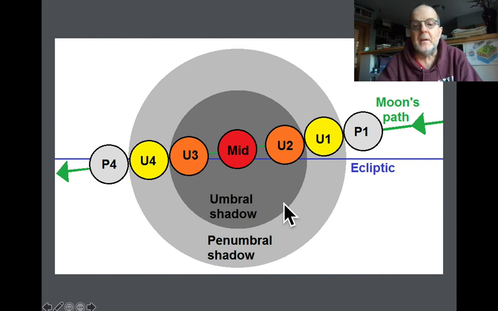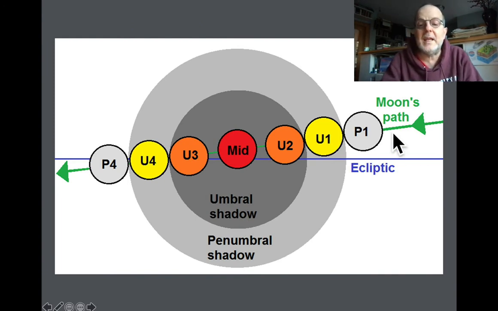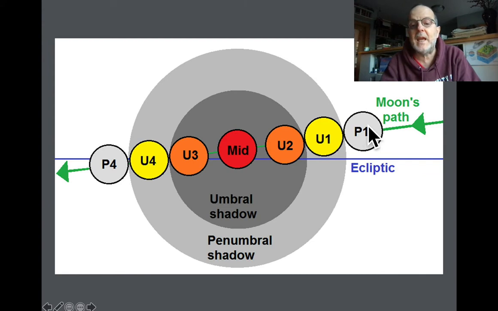And then a total lunar eclipse where the entirety of the moon enters the umbra of the Earth's shadow. There's a code for reading the lunar eclipse when it's umbral, where the P1, U1, U2, U3, U4, P4 indicate where the moon is in relation to the penumbral shadow, the umbral shadow, entering and leaving.